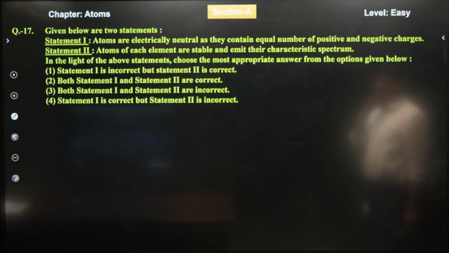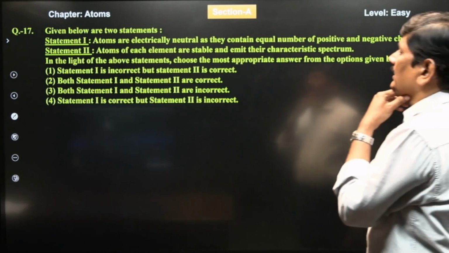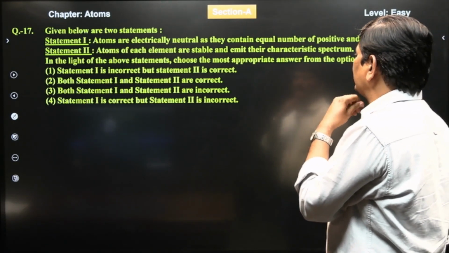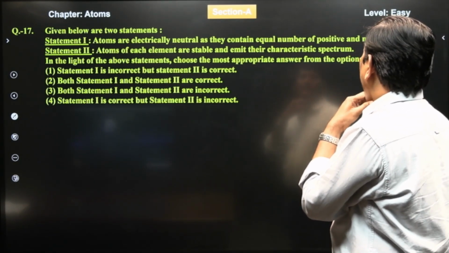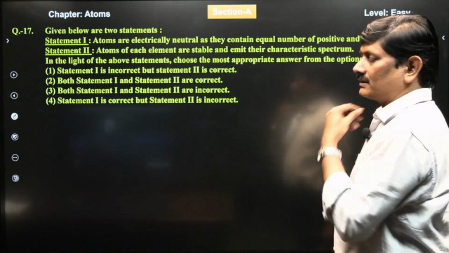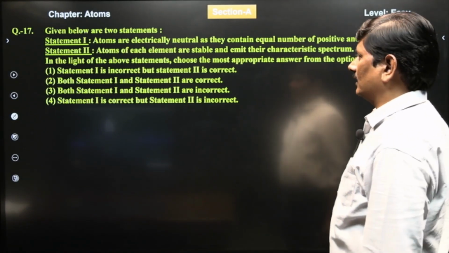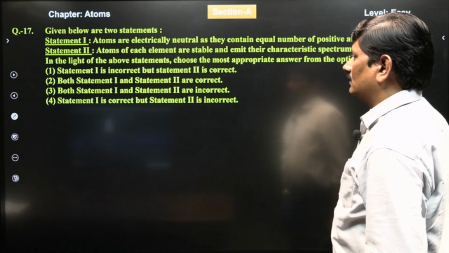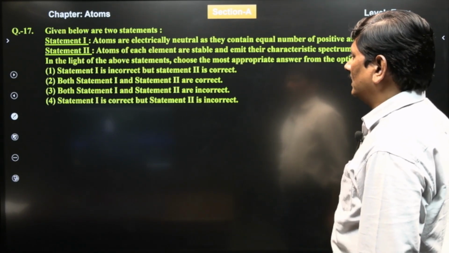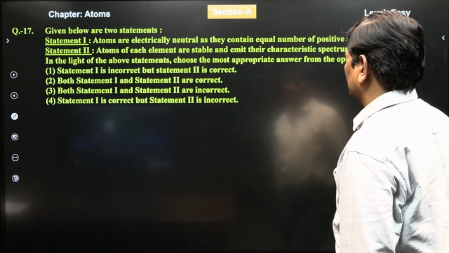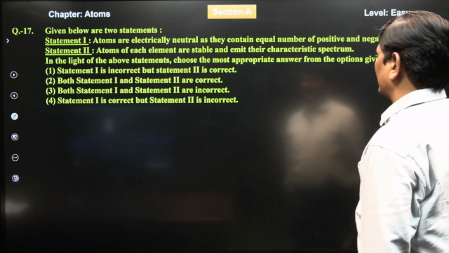Statement 1. Atoms are electrically neutral as they contain equal number of positive and negative charges. That is 100% correct. There is a correct one. Next, statement 2. Atoms of each element are stable and emit their characteristic spectrum.